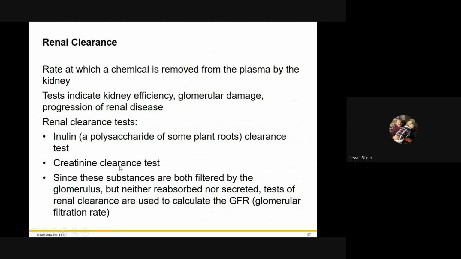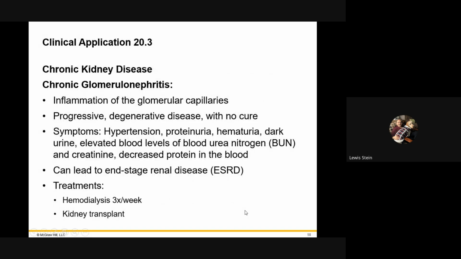So, different types of clearances. Inulin is used, and even creatinine can be used. Since these substances are both filtered by the glomerulus and neither reabsorbed nor secreted, we can use them to calculate GFR.